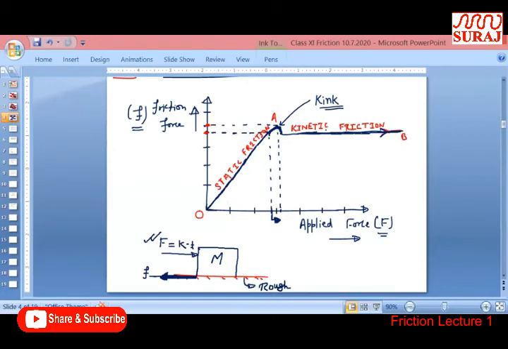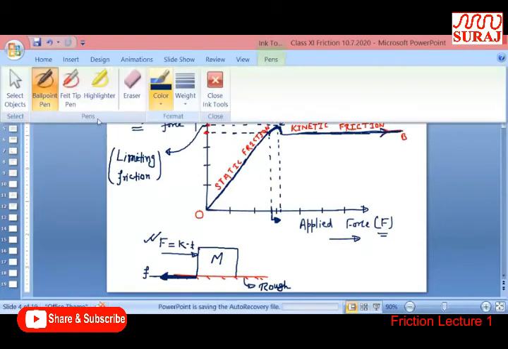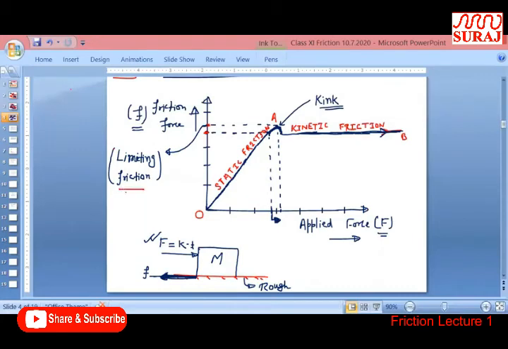So there is a situation of static friction when the block is in the static situation, and there is a situation of kinetic friction. And exactly the point from which the block starts to move, this point of friction is called what? Limiting friction. This is the limit. This is the maximum limit by which the relative motion can be opposed by the surfaces in contact. This is called limiting friction.